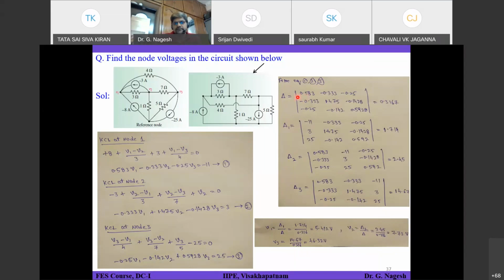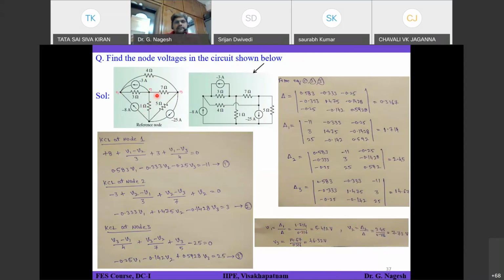Okay. So writing the equation is important. Once you have done that, it's simple solving. So you should be able to do that. So you know V1, V2 and V3. Once you know V1, V2 and V3, you can find out current in any branch in the circuit. If I ask you what is the current in 1 ohm, it is simply V2 divided by 1 ohm. That will give you the current flowing through this.